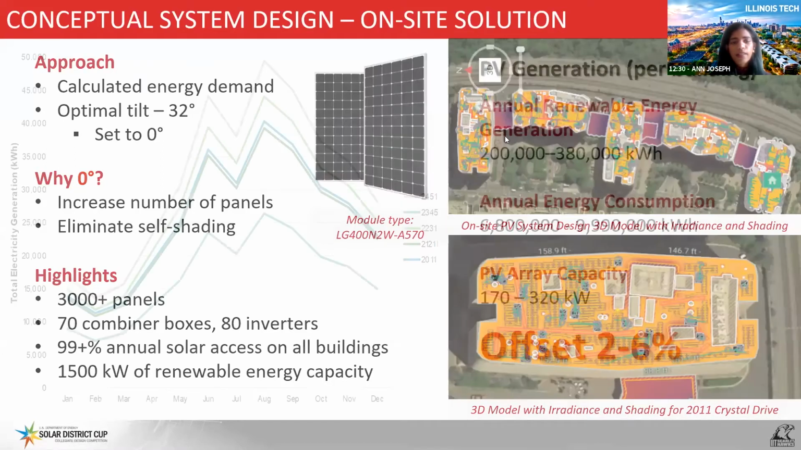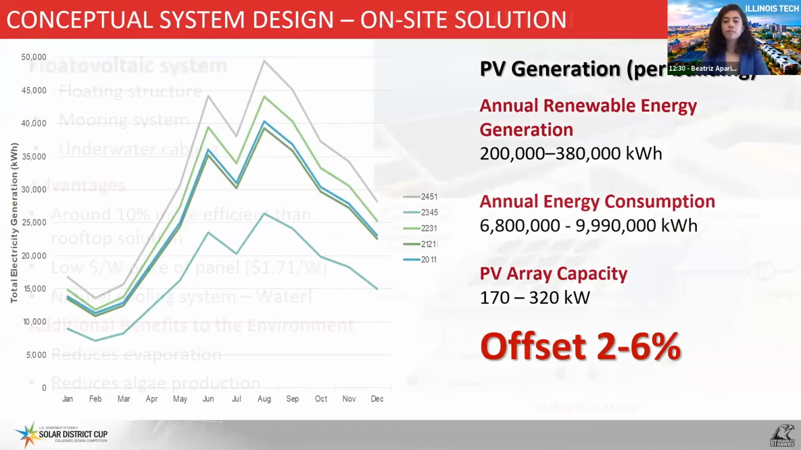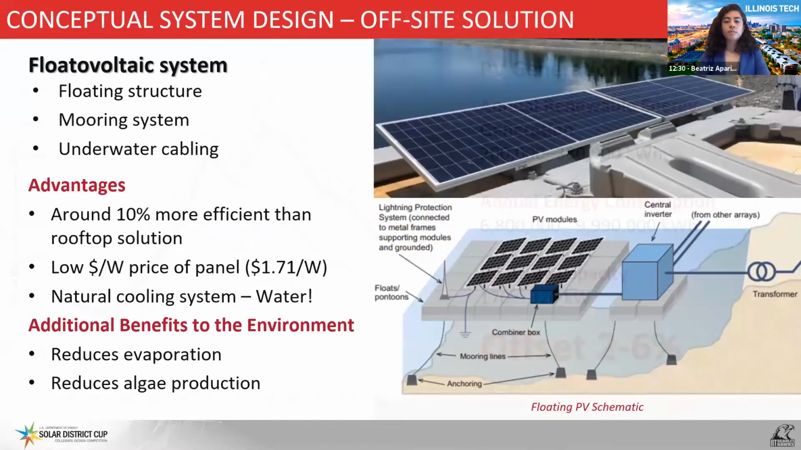The graph shows the monthly generation profile for the on-site solution. Our annual renewable energy generation is between 200,000 to 380,000 kilowatt hours for each building. The panels offset about 2 to 6% of yearly consumption, and they do not generate excess energy to feed the grid.